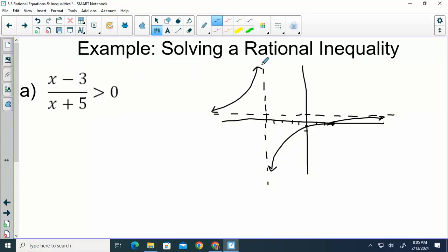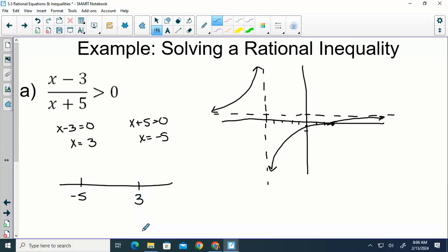We don't need the entire picture. We just need to know if it's positive or negative. And the places where it changes are when the top and the bottom are 0. So if we set the top equal to 0, that's our x-intercept, that's 3. If we set the bottom equal to 0, that's our vertical asymptote, which is negative 5. So then our sign line says we just really need to know, is it positive or negative between these numbers?